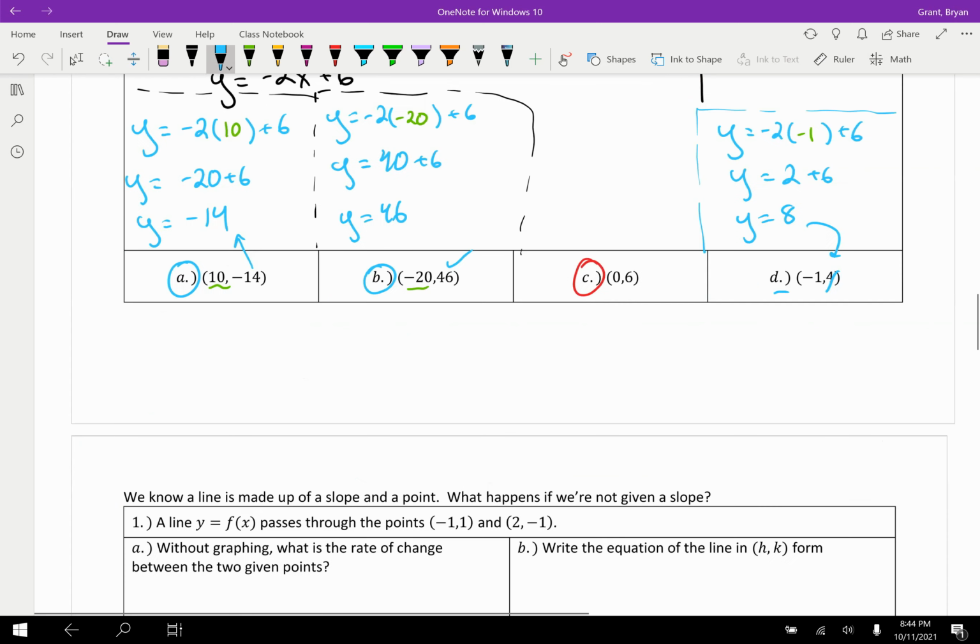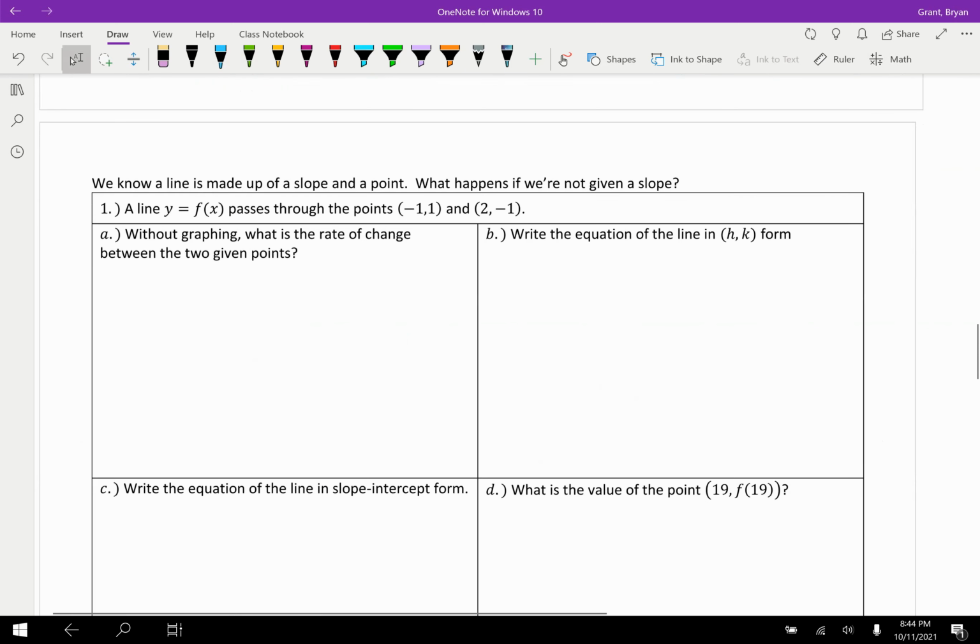All right, well, on the previous page, we were given a slope and a point, because in order to build the equation of a line, you need the slope and a point. However, what happens if you're not given a slope? A line y equals f of x passes through the points (negative 1, 1) and (2, negative 1).